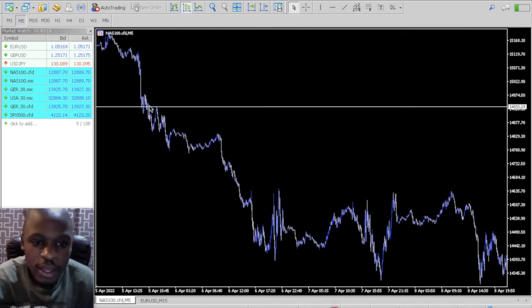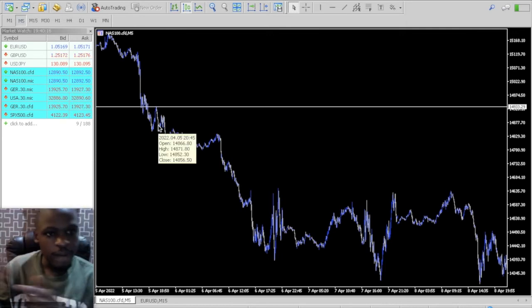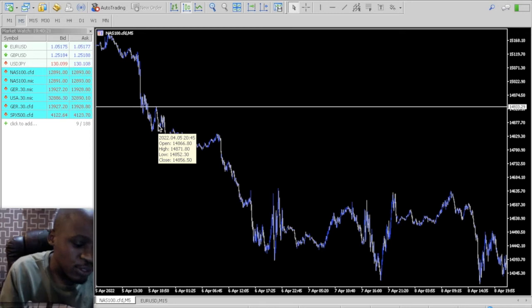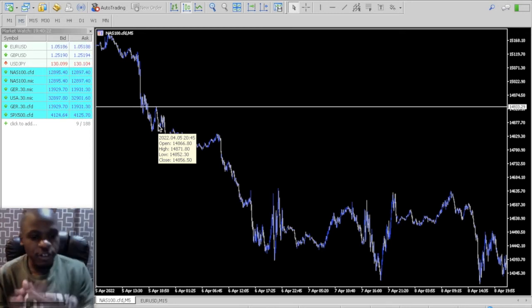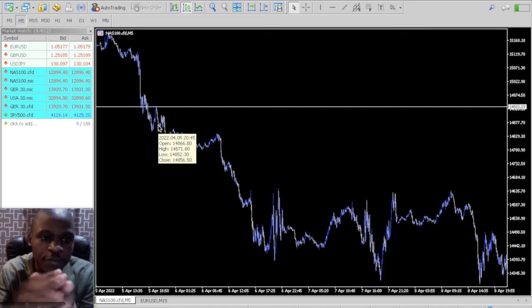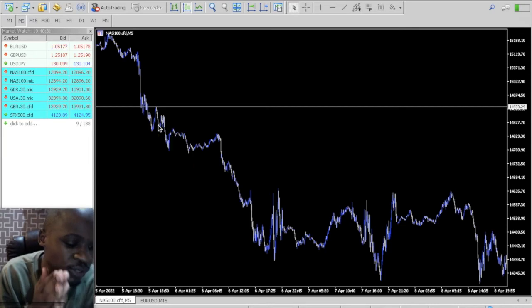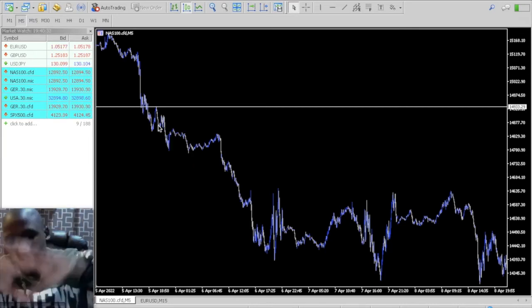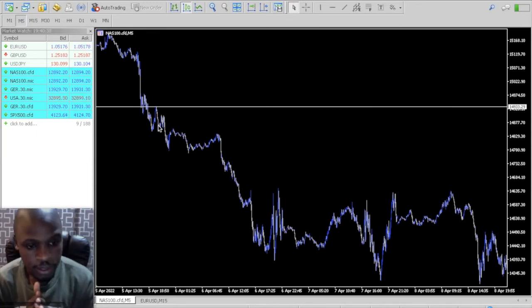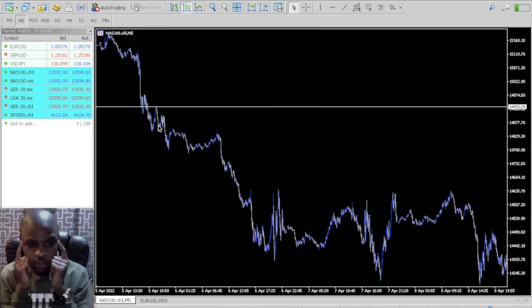So on the 5 minutes, for the whole of April, guys, it will take 5,760 candles to form for the whole month of April. That's a lot of pips. You need to take that into consideration.